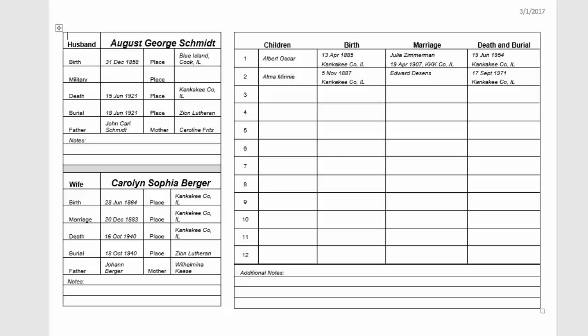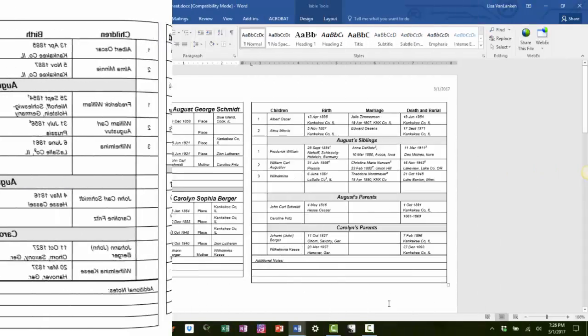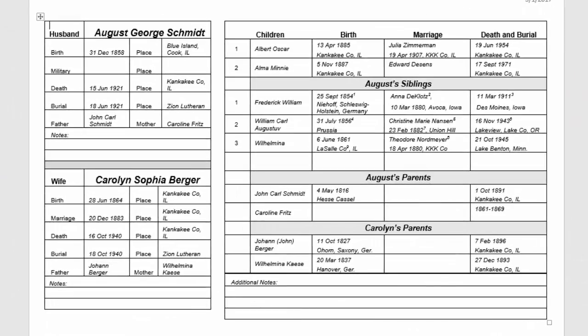So using the same idea for keeping track of all the children of the multiple wives, I was able to use that same formatting to not only keep track of his children, but of his siblings and any information that I had on the husband's parents as well as the wife's parents. Now I've got everything here at my fingertips to try to take this family back an additional generation.